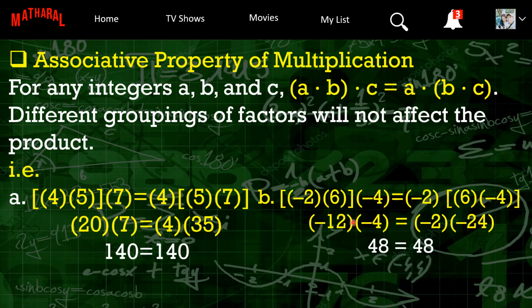The same sign. So, negative 12 times negative 4 is positive 48. Applying the rules of multiplying integers with like signs. And then on this part, negative 2 times negative 24 is positive 48. So then, again, it is under the associative property of multiplication because the product itself is not affected by interchanging of groups. Ayan po. The first group is negative 2 and 6. The next group is 6 times negative 4. So as you can see in our example. So, moving on.